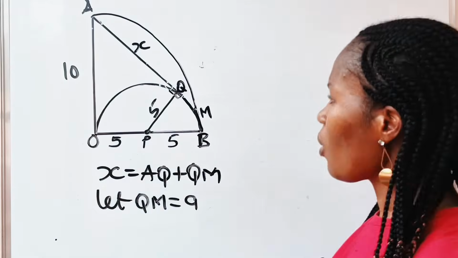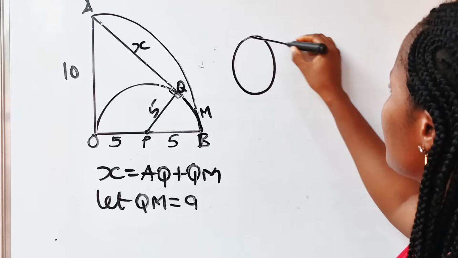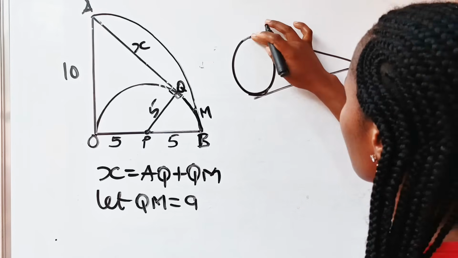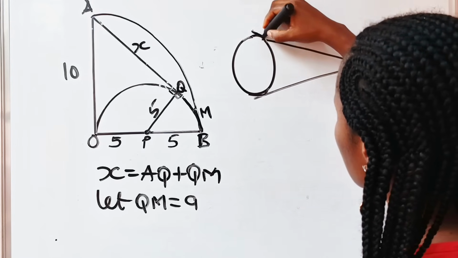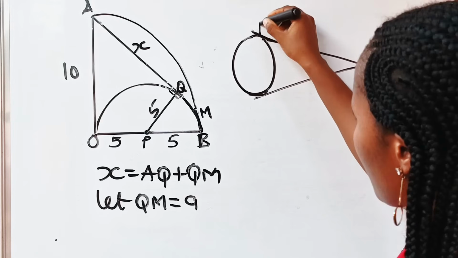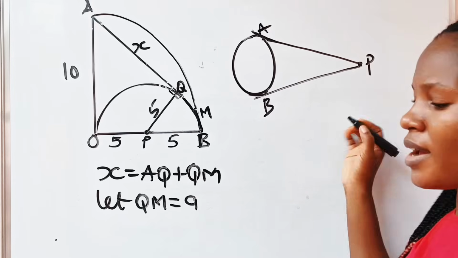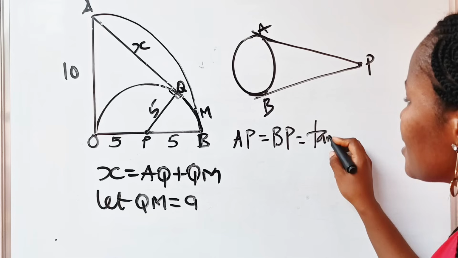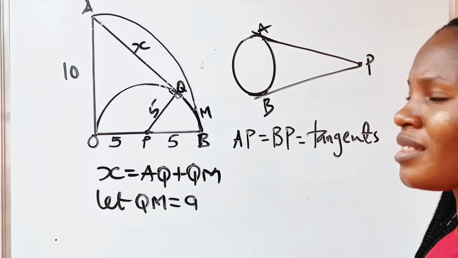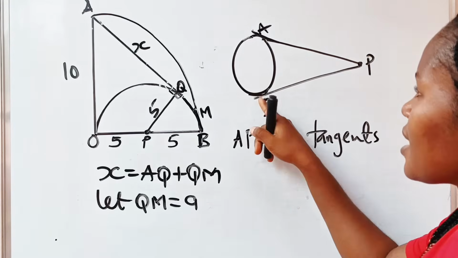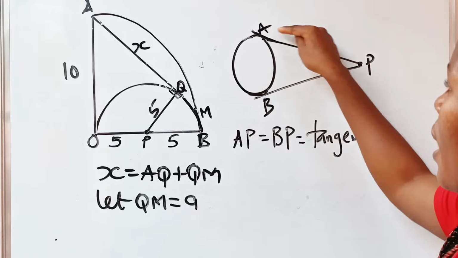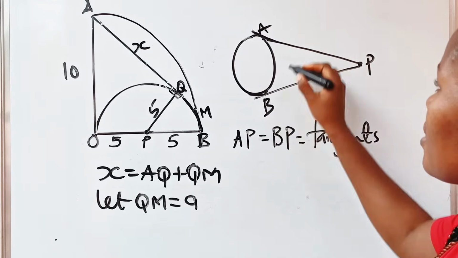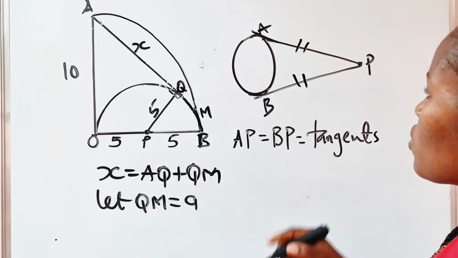Remember that when you have a circle and 2 tangents coming from a point P touch the circle externally at 2 different points, now we have AP and we have BP. AP is equal to BP and both of them are tangents. Remember that a tangent is that straight line that touches a circle externally at just one point. So AP is a tangent and BP is a tangent. And one theorem about this is that both of them are equal. So AP is equal to BP.